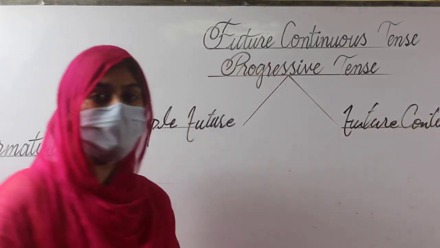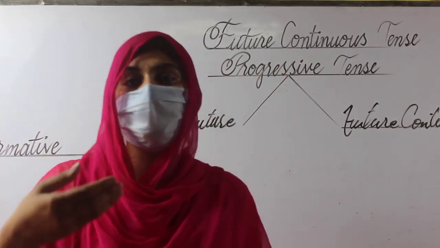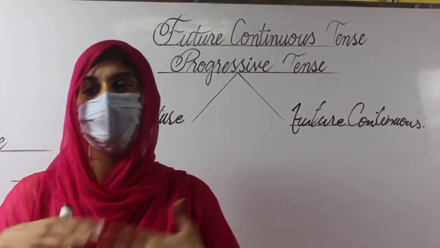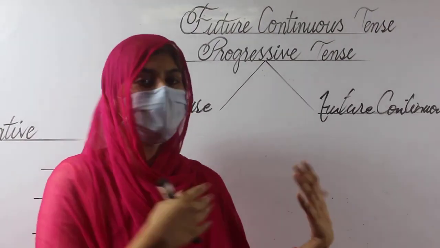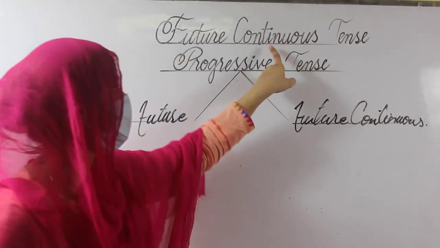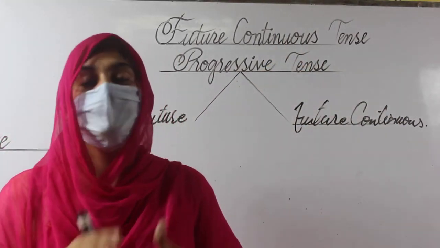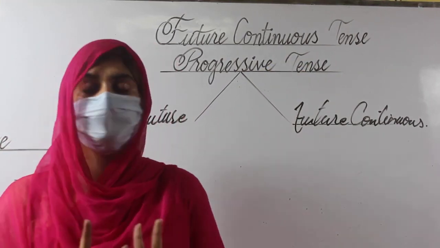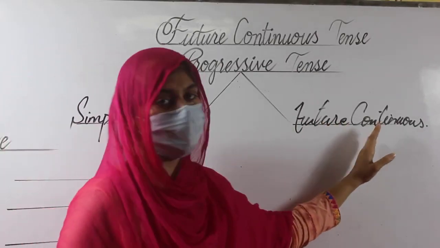The difference is that in the future continuous, something is happening in upcoming time, but in the simple future, something we will do in upcoming time, like tomorrow, or after a day. In the future continuous, the continuous means something is still happening, something is going on. This is the basic difference between the simple future and the future continuous.